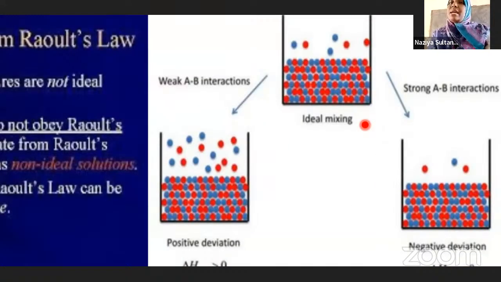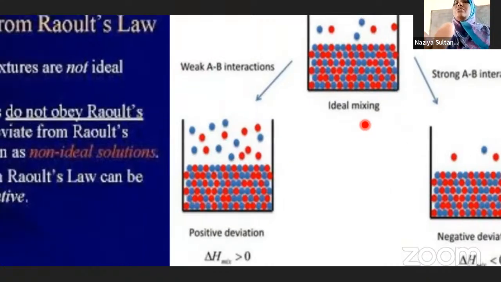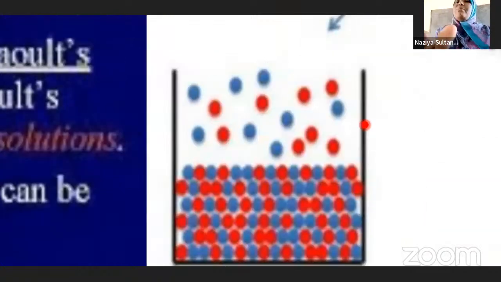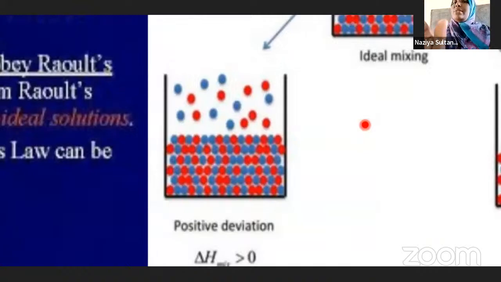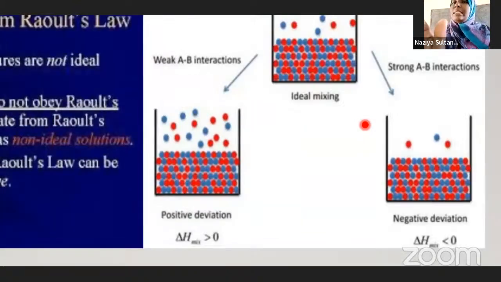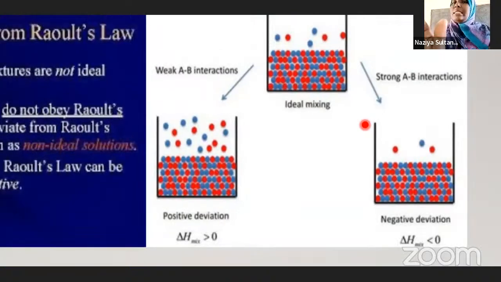If the interaction is less, what is happening? You can see here, the interaction is less, so solute and solvent are vaporizing, and the vapor pressure would be more. If the interaction is less, it is a positive deviation. If the interaction between the solute and solvent is more, it is a negative deviation.